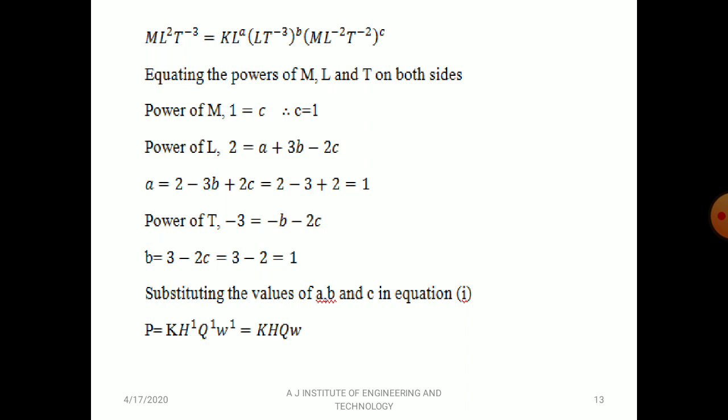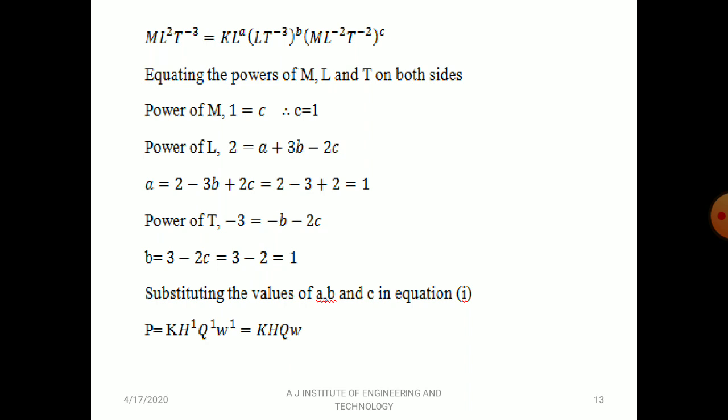Next, similarly, we can see we have the value of c as 1, so we can substitute the value of c in equation 3, that is minus 3 equal to minus b minus 2c. From that we can get the value of b as b equal to 3 minus 2c. In place of c we have 1, so 3 minus 2 into 1, so we get the value of b as 1. Similarly, we can substitute the values of b and c in the expression for a, that is a equal to 2 minus 3b plus 2c. We get 2 minus 3 plus 2 because b and c values are 1, so we get the value of a as 1.